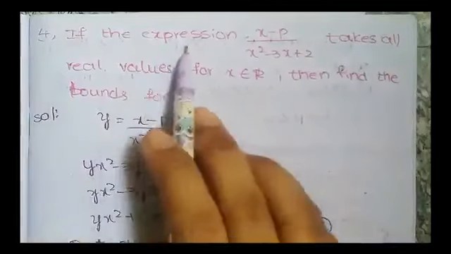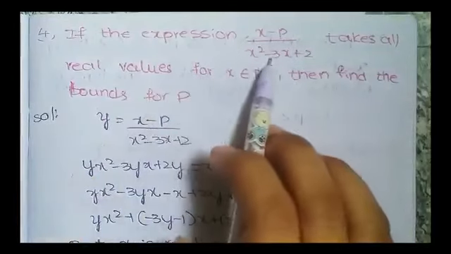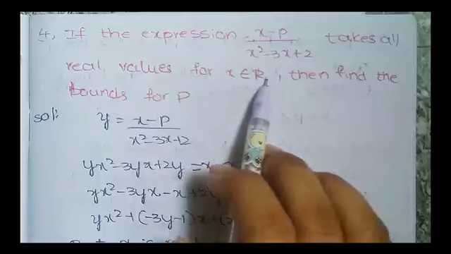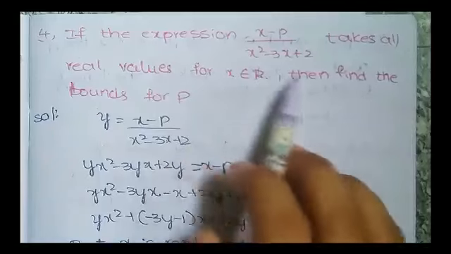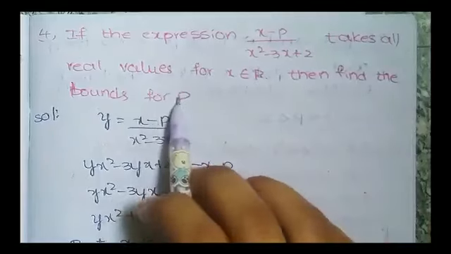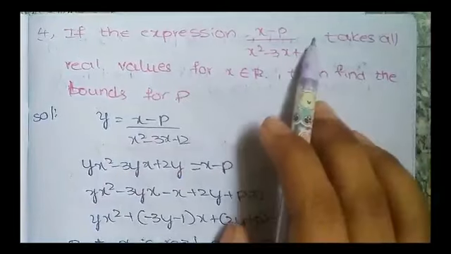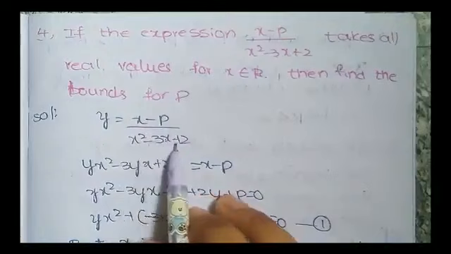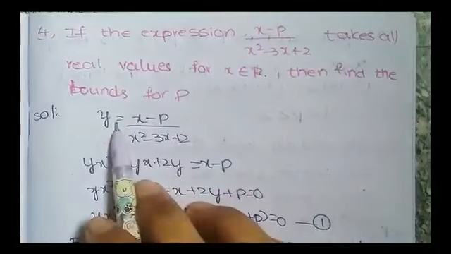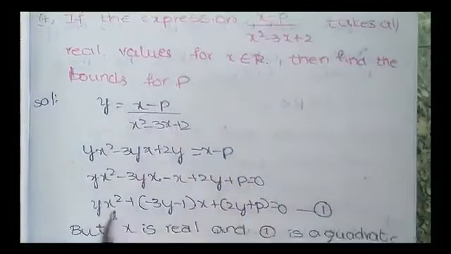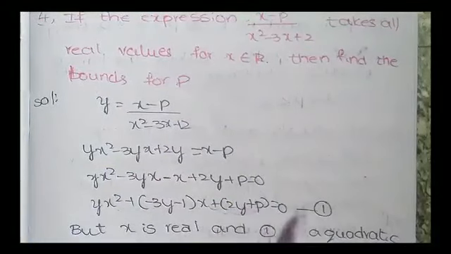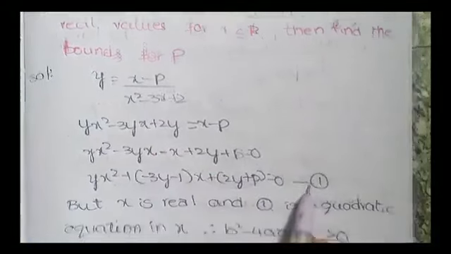In the fourth one, if the expression (x minus p) divided by (x square minus 3x plus 2) takes all real values for x belongs to R, so x is a real number, then find bounds for p. So for this, take the given expression equal to y. So (x minus p) divided by (x square minus 3x plus 2) is equal to y. Cross multiply and take x square terms, x terms and constant aside to form a quadratic equation in x.